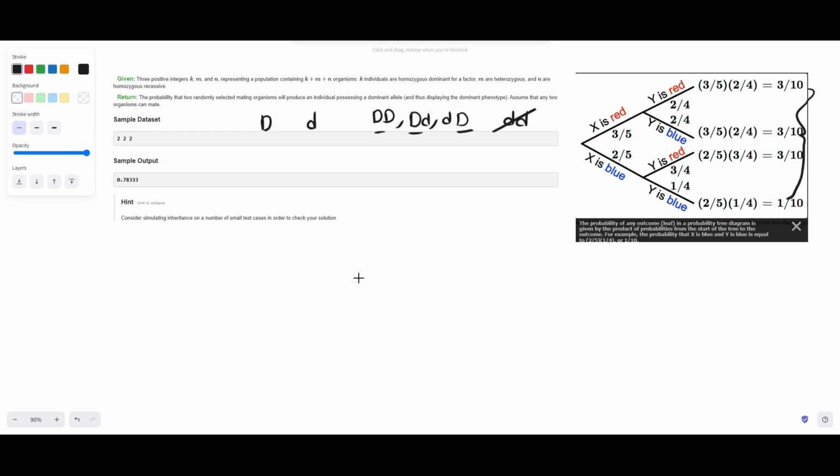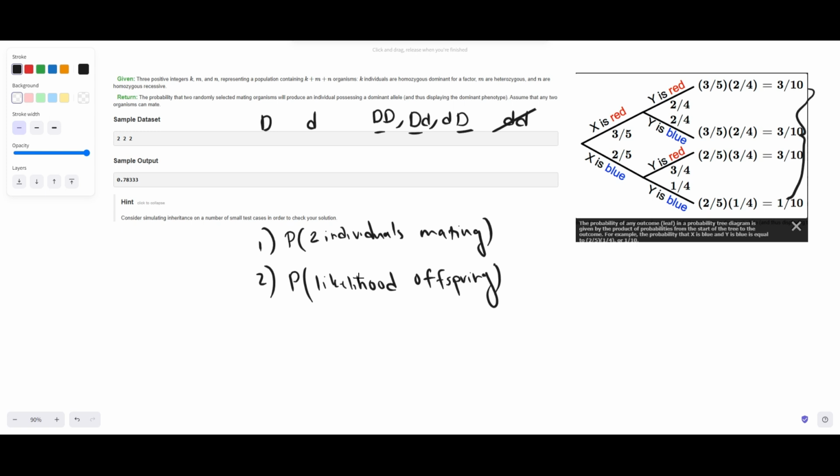To further break down this problem, it's actually a two-step problem. The first case is we need to understand the probability of two individuals mating. And then the next probability we need is, from those two individuals that were mating, the likelihood of the offspring having this dominant allele, which was represented above here.